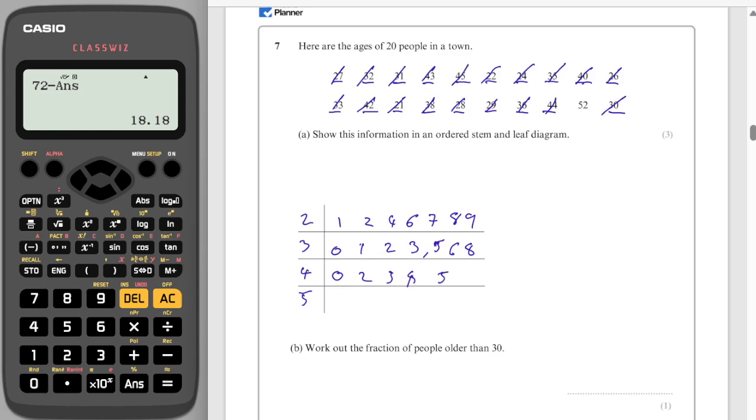Okay, and then my final one is 52, so that's my ordered stem and leaf diagram. I still need to include a key though. My key, I always tend to use my smallest, my first value, so 2|1 is equal to 21 people in age, I think that is.